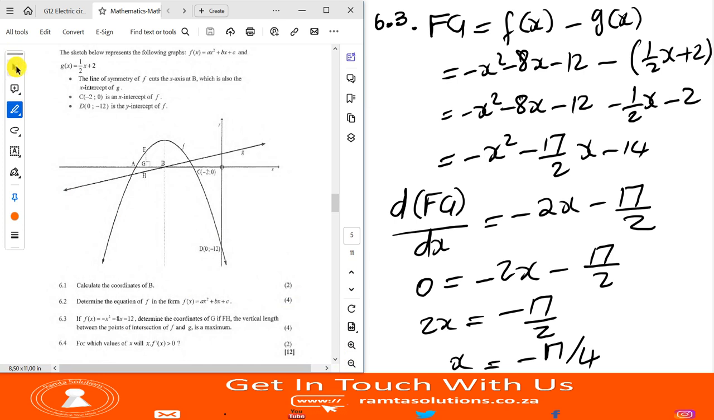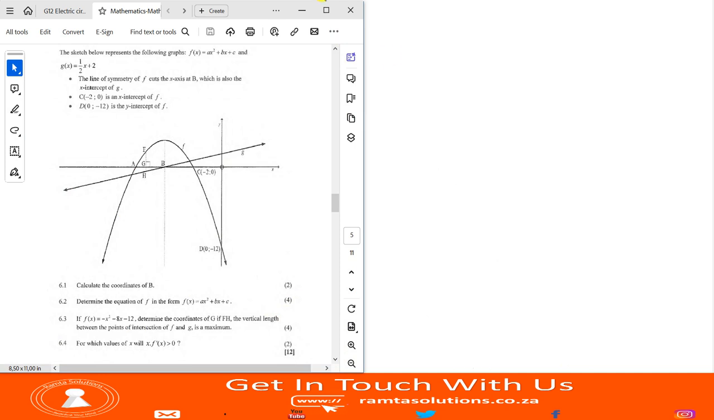So we can convince ourselves that it is like this. Okay? All right. Now, let me show you. Oh, by the way, let me proceed and say this therefore means G is negative 17 over 4 and 0. Okay? This will mean G is negative 17 over 4 and 0.